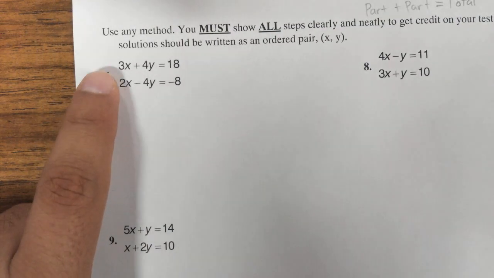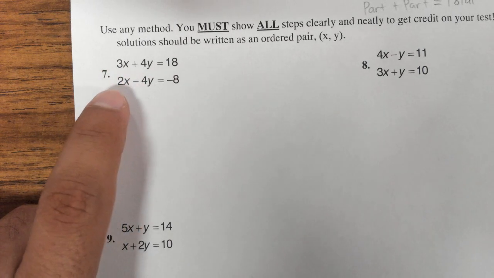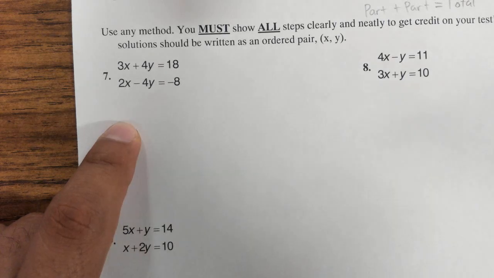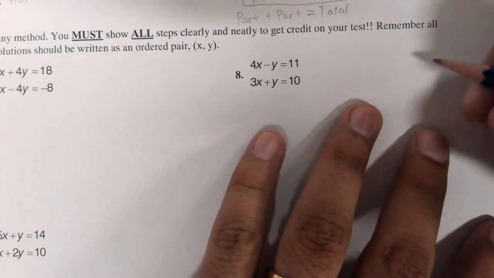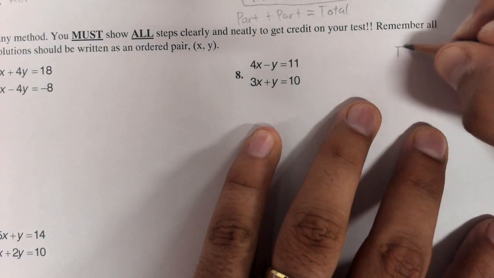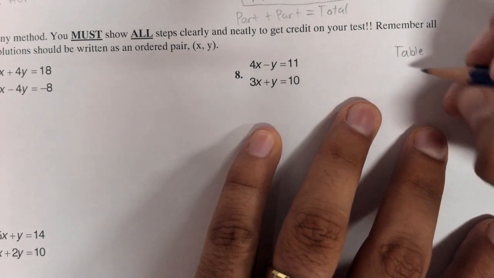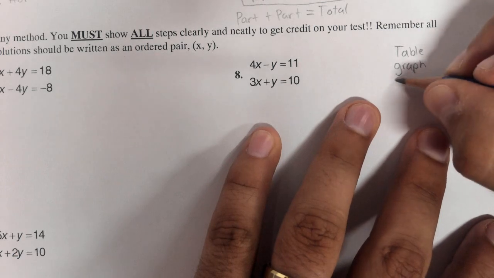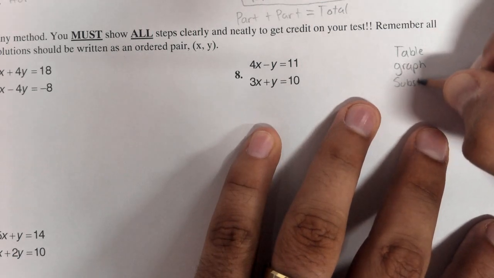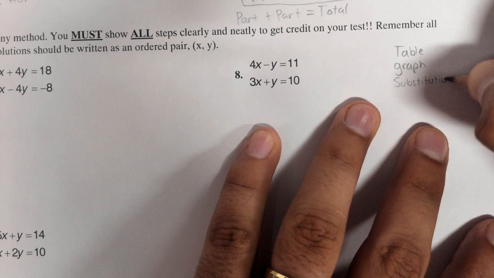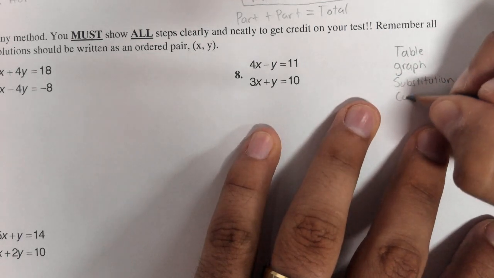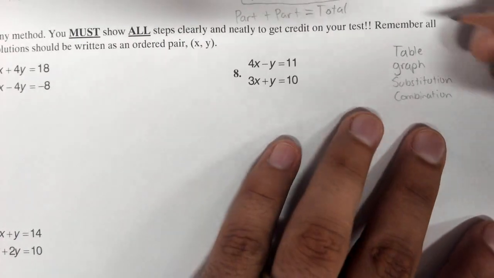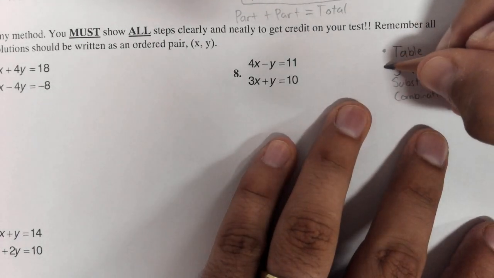All right, so for number 7, we have 3x plus 4y equals 18, and then 2x minus 4y equals negative 8. Of course, I can use any method, and those methods being table on my calculator, graph on my calculator, substitution, and combination. Those are your 4 methods, the 4 ways that you're allowed to go in and solve one of these problems.